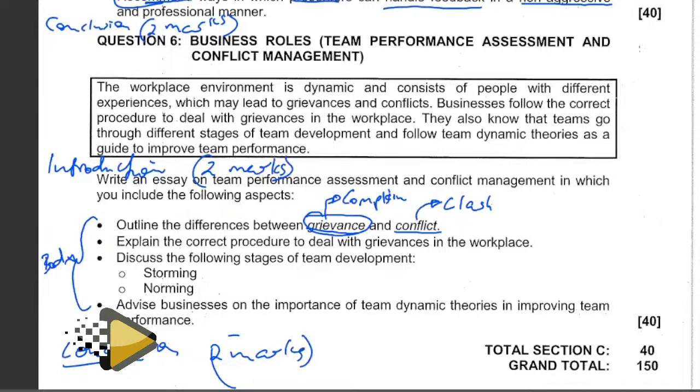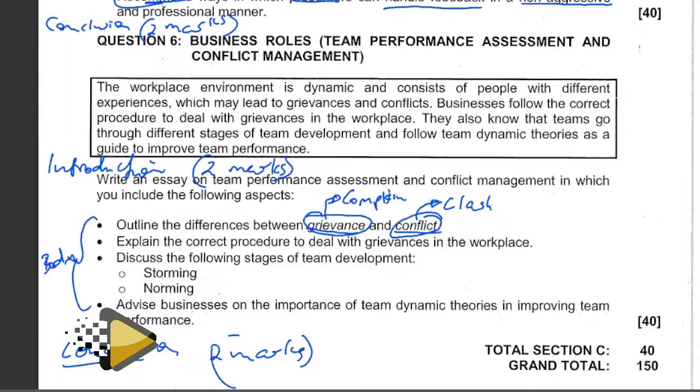So now let's move on to the next aspect, which is conflict. When we talk of conflict, as I said, it is a clash. Here we refer to a disagreement or a clash of opinions in the workplace. Whenever you have a disagreement or a clash of opinions at the workplace, we call that a conflict. Okay, right.